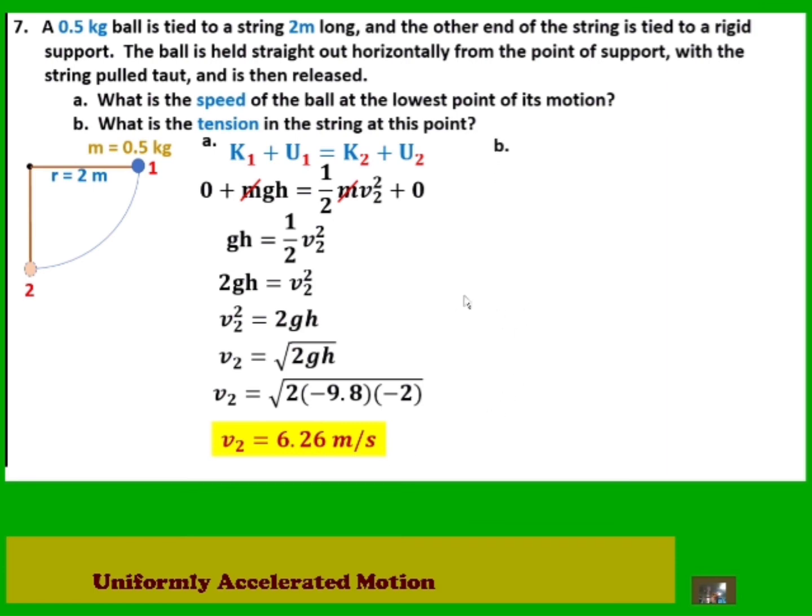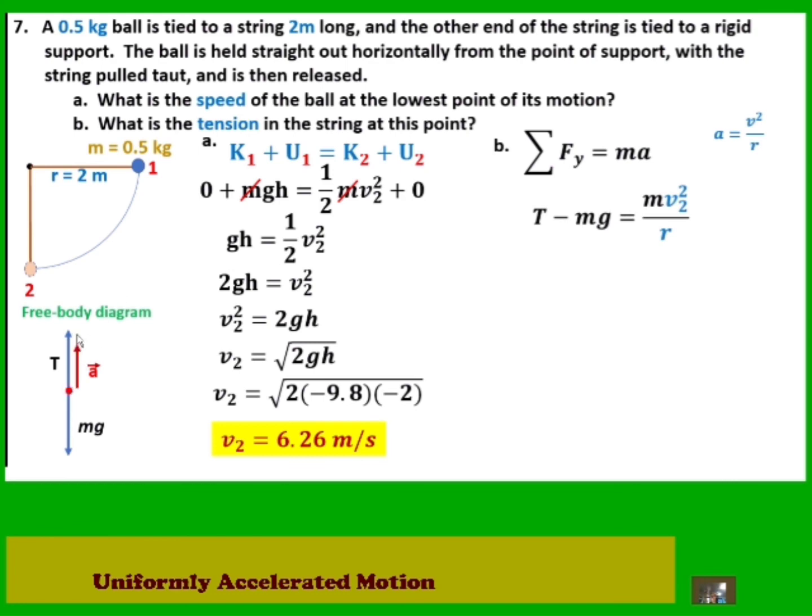Letter B. What is the tension in the string at this point? So from Newton's second law of motion with our free body diagram, at point 2, the forces acting on the body are tension upward, weight downward, and its acceleration towards the center of the circle upward. So our equation, taking direction upward as positive and downward as negative, with the central acceleration equal to the square of the speed divided by the radius.